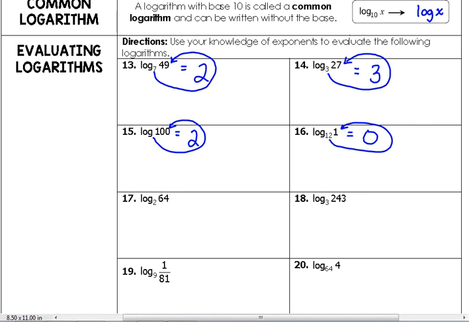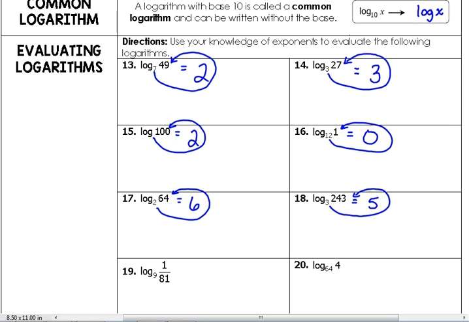Okay, number 17, log base 2 of 64. 2 to what power is 64? The 6th. Good. Because 2 to the 5th is 32, so multiply by 2 again, you get 64. Okay, how about log base 3 of 243? 5. 3 to the 5th. 3 cubed is 27, 3 to the 4th is 81, 3 to the 5th is 243.